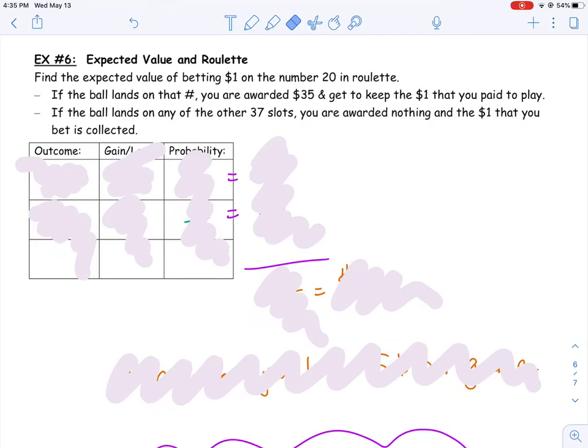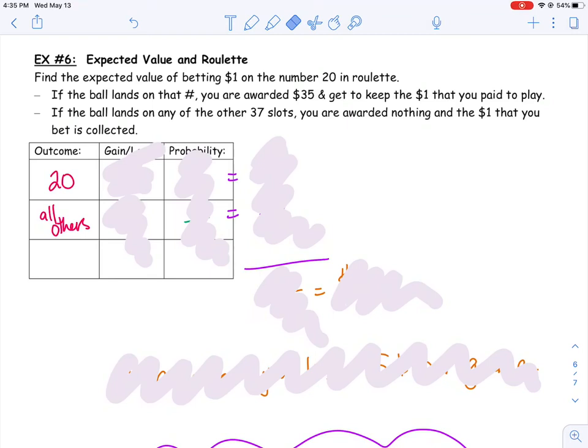Okay, so let's organize ourselves with the chart. We have our different outcomes, we have our gains and losses, and then we have our probability. So let's think about our different outcomes. When we go to play this roulette game, what are our different outcomes that could happen? Well, we could land on the 20. Woohoo, that's what we wanted, right? Or we can land on any of the other numbers. Those are only two options. I'm either going to land on the winning number, the 20, or I'm going to land on another number.